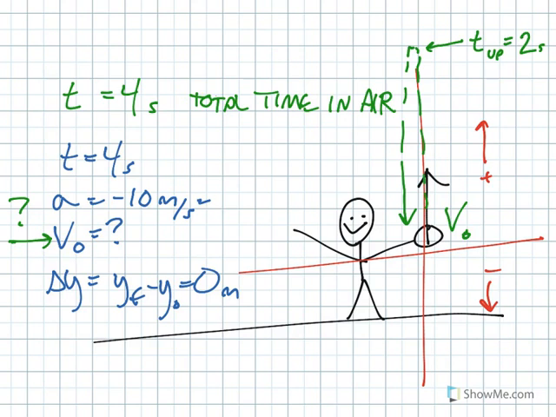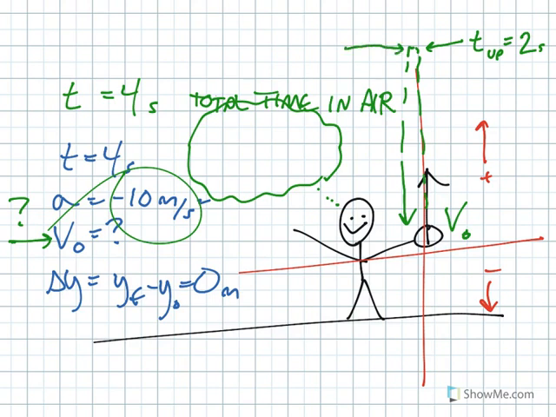And so then the next thing to think about is, this thing is slowing down 10 meters per second every second, right? So if it starts off with some positive velocity, and it decreases 10 meters per second every second, how long is it going to take to stop at its highest position?